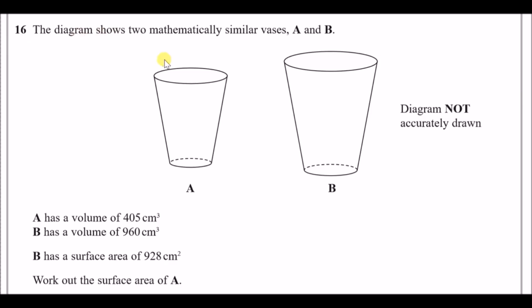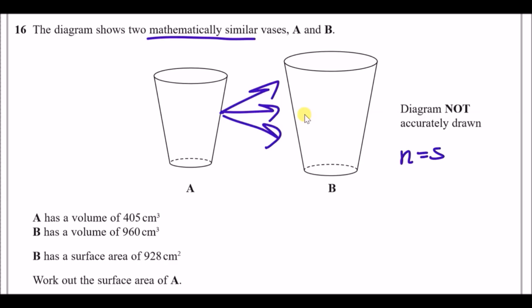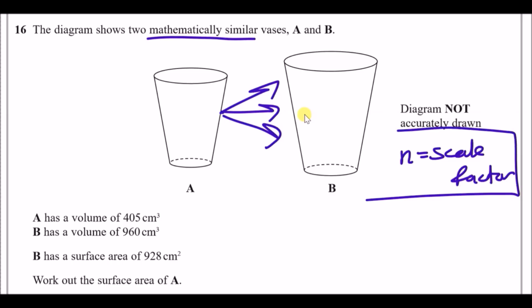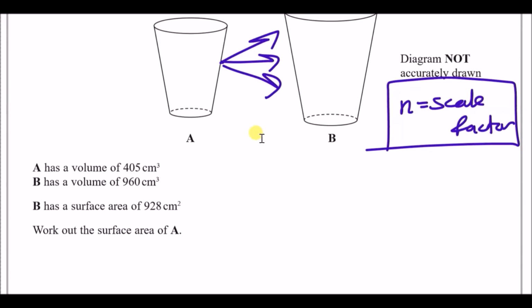Alright, number 16. So the diagram shows two mathematically similar vases, A and B. Now, this term mathematically similar literally means that we have pretty much identical shapes, except one of them will be proportionally bigger than the other. So we're only concerned about some common scale factor, yeah? So we need to find what the scale factor could be. Okay, so when you determine that, you can literally figure out the length, volume, and area of the next shape. So let's have a look at this example, yeah?